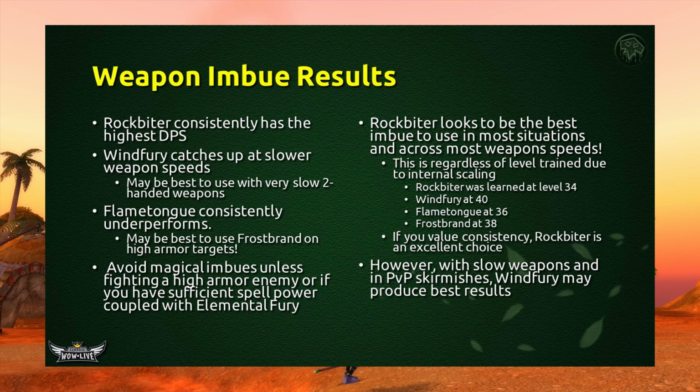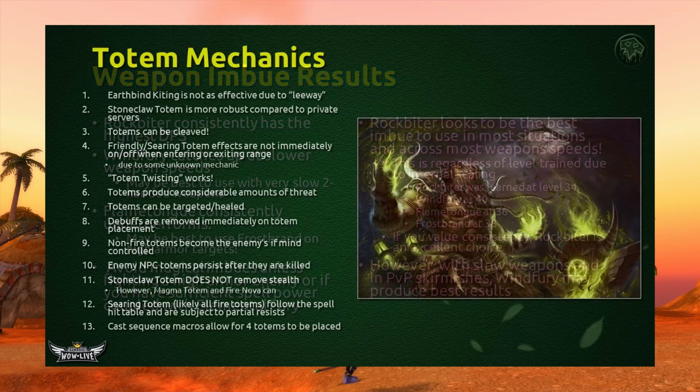Again, what do you value? Do you value time of engagement? Do you value consistency? Do you value having the ability to one-hit someone? Slow consistency, Rockbiter. If you really want burst DPS, Wind Fury, and if you need a magical imbue for some reason, go with Frostbrand. That's my recommendation from the statistics and from the data that I gathered on the Classic WoW beta. Now let's cover totem mechanics.